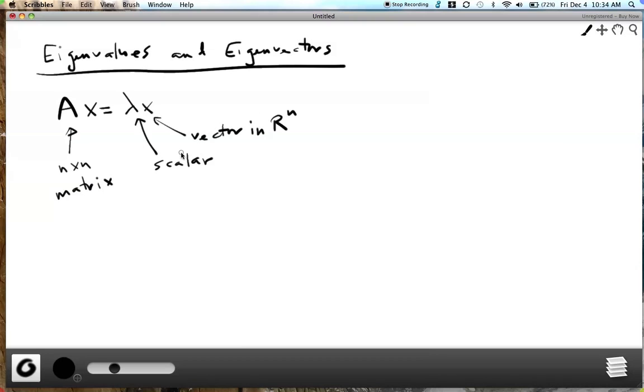Okay, so we're interested in finding solutions to this system, and if we can find solutions, then x is said to be an eigenvector, with the caveat that x cannot be equal to the zero vector. As you look at this system, clearly if x is a zero vector, then there's a solution, and it doesn't matter what lambda is. So we exclude that from consideration. Lambda here is said to be an eigenvalue.